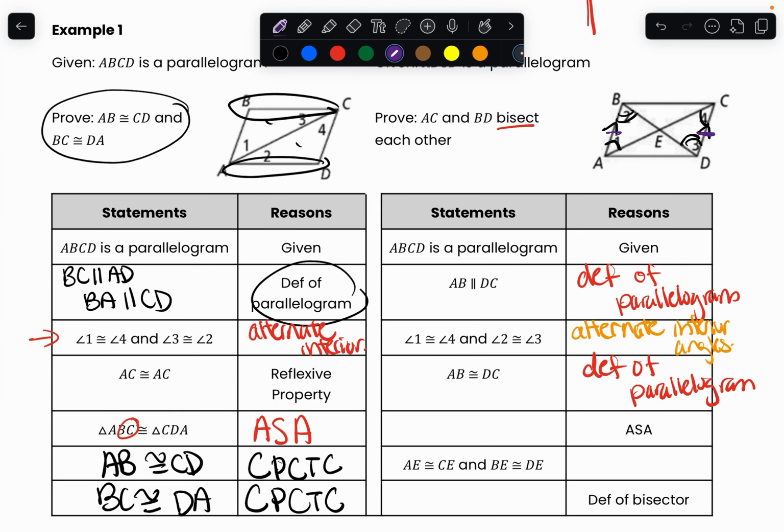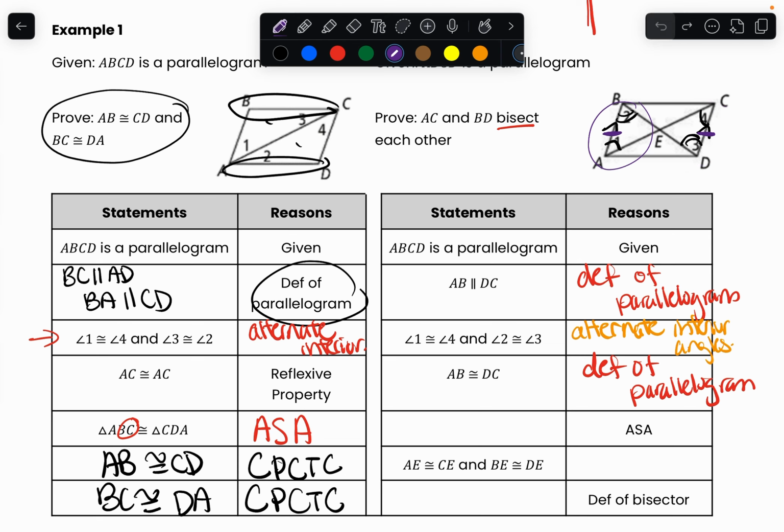Okay. My next statement I'll leave blank, but it says that I use ASA. That means angle, side, angle. If you look at your picture, I have angle, side, angle. Angle, side, angle. So I prove that these two small triangles right here are congruent. This one and this one. So let me write this statement down.